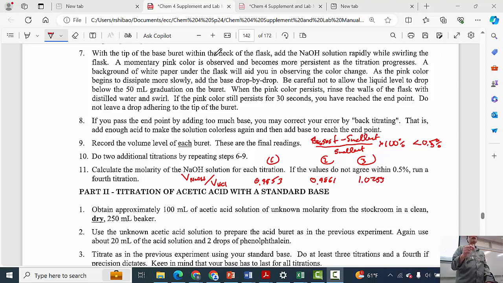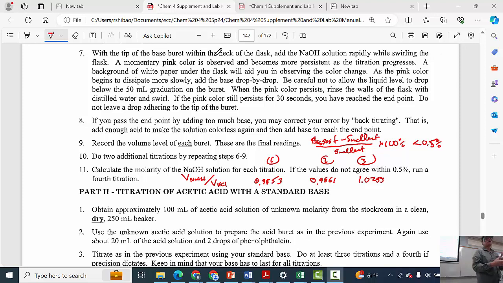If there's more than 0.5% difference between your biggest and smallest ratio, then do trial 4. And so we need a minimum of 3 trials with 0.5% agreement, or 4 trials. You can't do too many titrations because we don't want to run out of sodium hydroxide, because we have to use sodium hydroxide for both part 1 and part 2. So you have to conserve your sodium hydroxide.